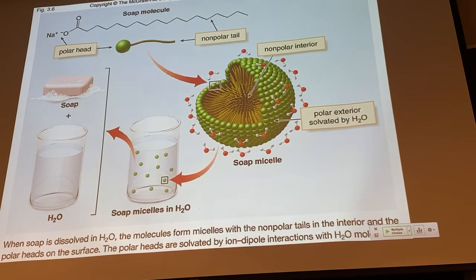So when we add soap to water, what happens is the nonpolar tails associate together, and the polar head groups are going to be on the surface of a sphere known as a micelle. And what kind of interactions can we have between the polar head groups and the water molecules?